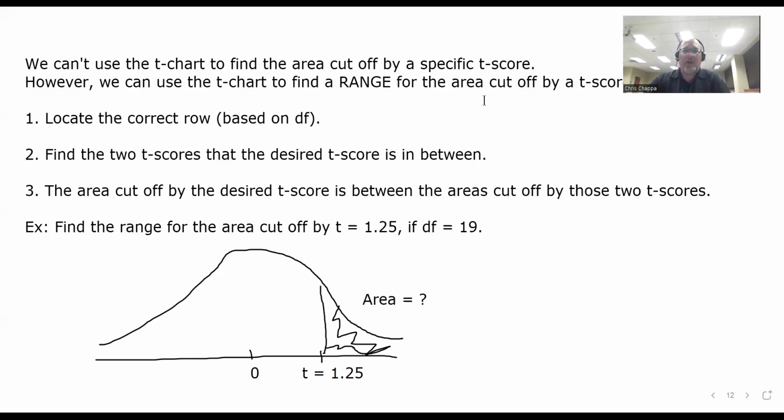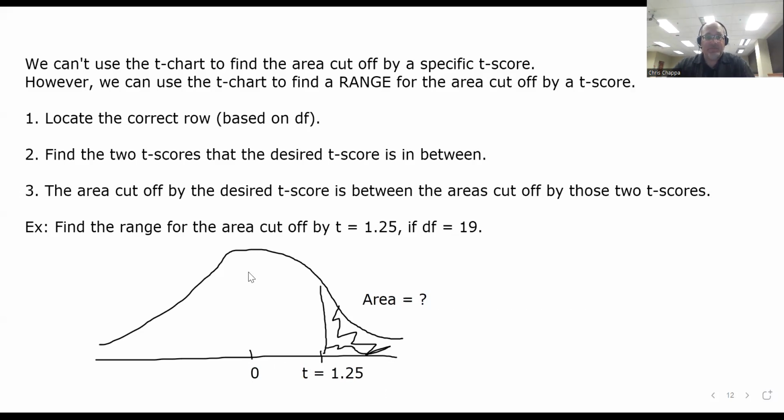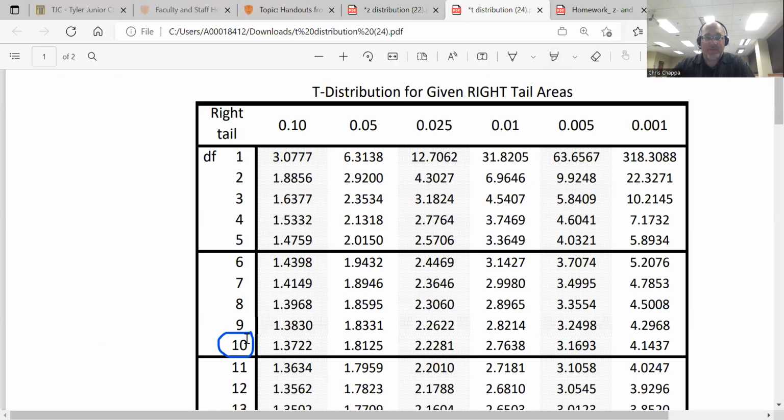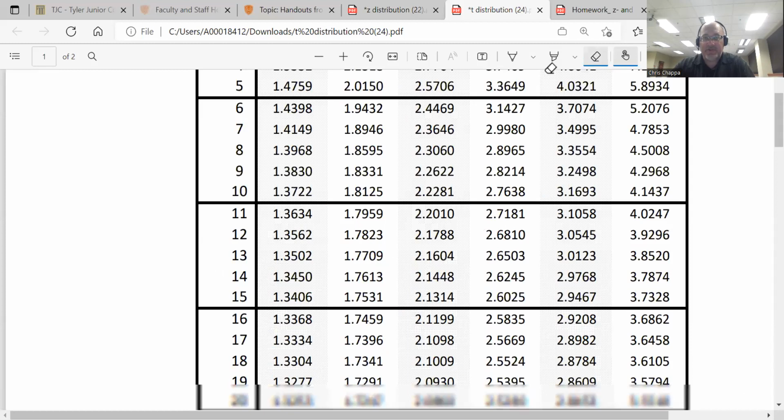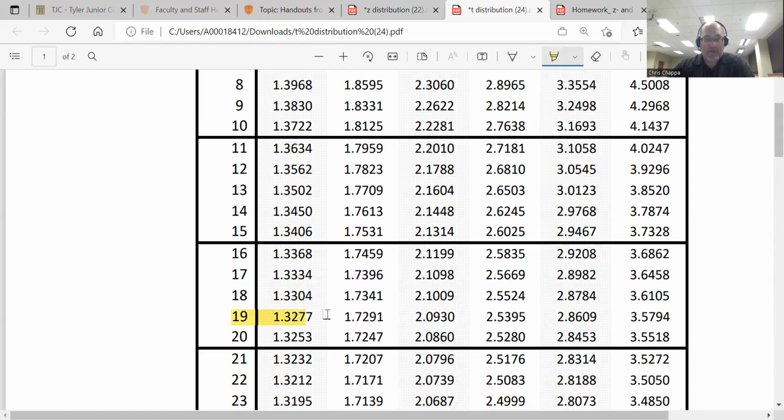Well, if we go to the correct row, which is 19 based on the degrees of freedom, we're not going to find 1.25. 19 degrees of freedom is this row. And 1.25 isn't in there.